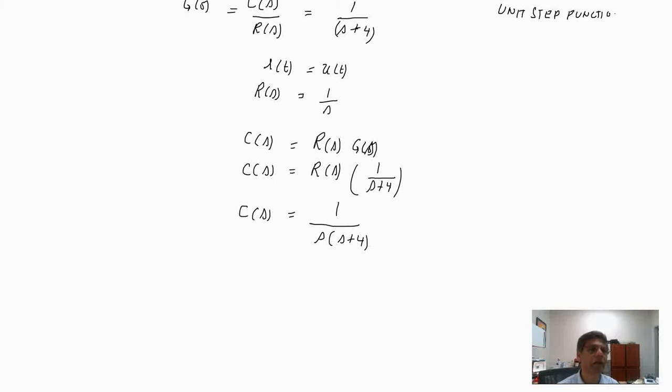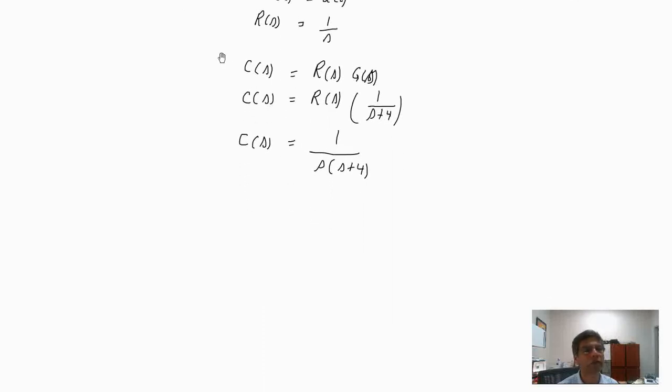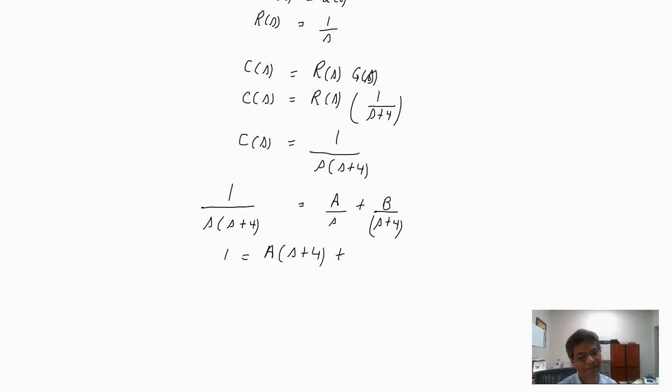In order to find the system response c of t, that's the goal, we must take the inverse Laplace transformation of this. How do we do that? First of all, we'll do the partial fractions. We've done it before, we'll do it again. Let's see what happens. So 1 over s times s plus 4 will become A over s plus B over s plus 4. See what we get now. So 1 is equal to A times s plus 4 plus B times s.